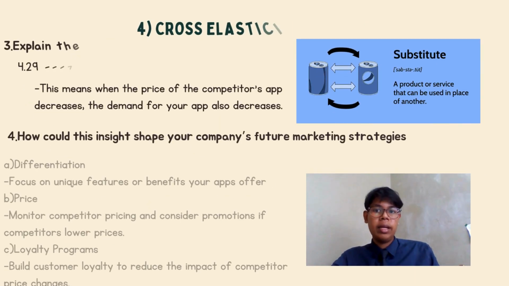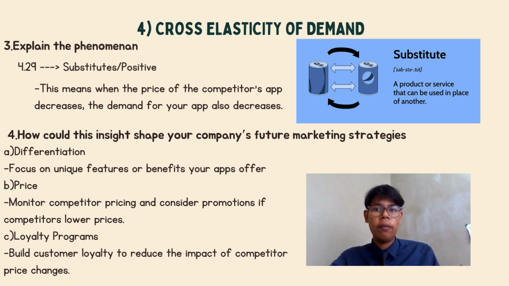Number three is explain the phenomenon. So 4.29 is substitute and positive. So what does it mean by substitute? Substitute is a product or service that can be used in place of another. So this means when the price of the competitor's app decreases, the demand for your apps also decreases.